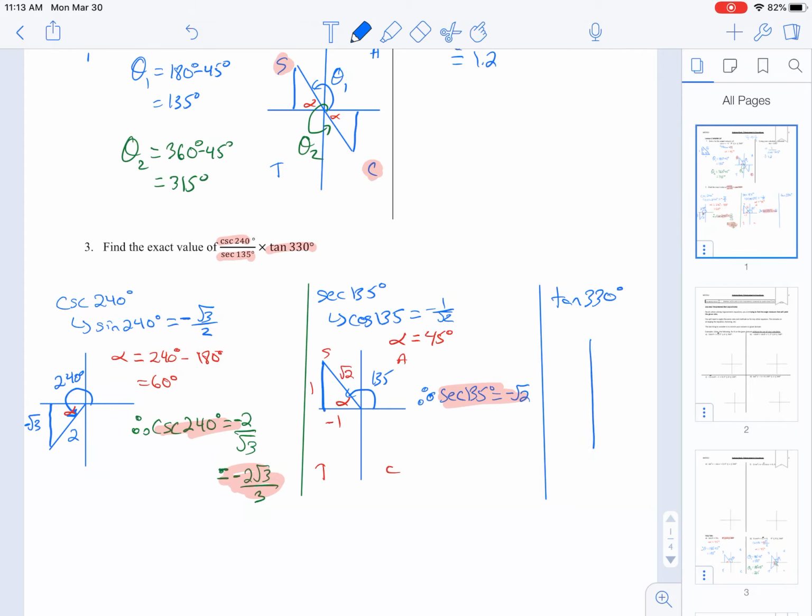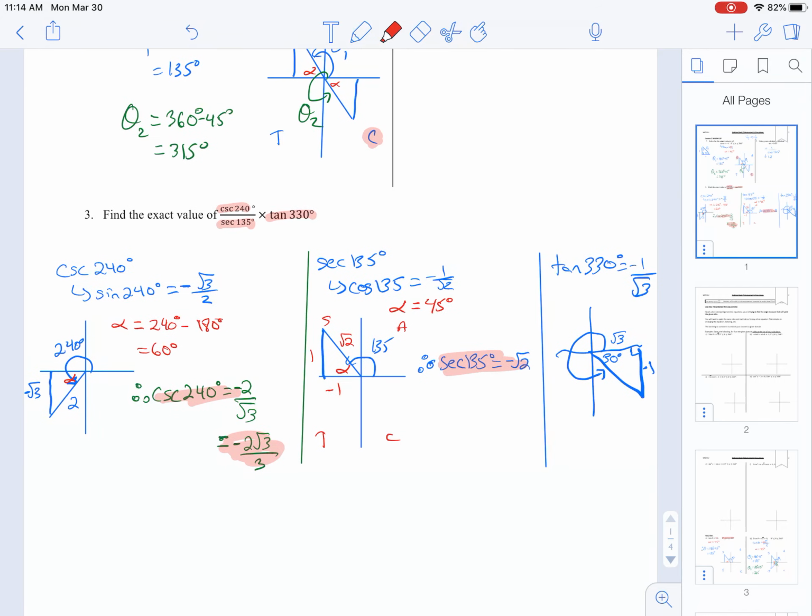So it's not a reciprocal, obviously, so we can just do this normally. So I've got 330, so somewhere here. If that's 330, then hopefully you see this is 30. Opposite 30 is 1. Adjacent would be root 3. That's my 90 degrees. So tan of 330 is going to be, this is -1 over root 3. And if you want to, you can rationalize that denominator. I'm going to leave it for now.